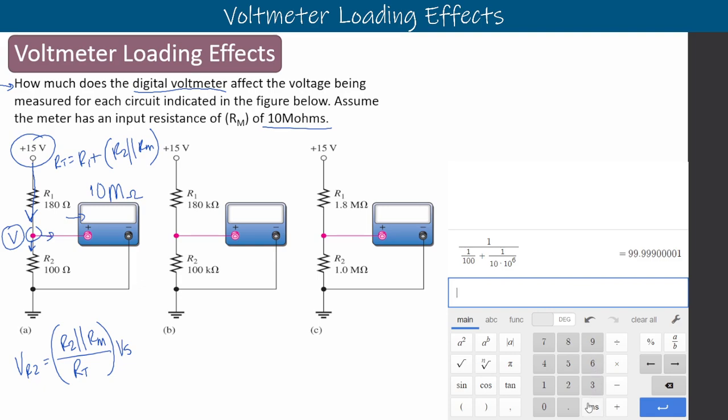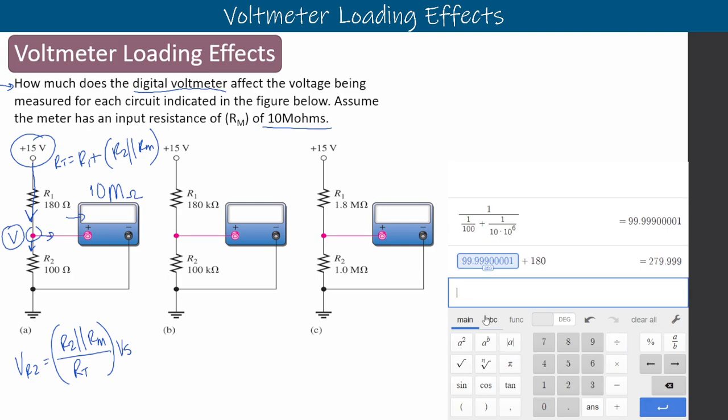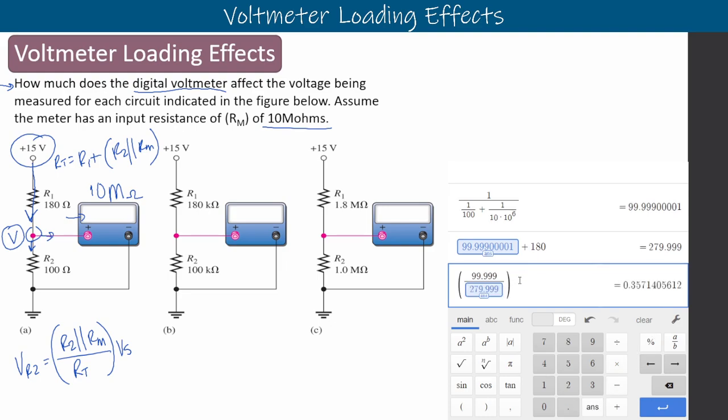So we can take that value and add it to our R1 value. That's going to be our total resistance. We know that that's 180. Plug that in. So now we're given 279.999, or 280 just about. We'll do our voltage drop equation here. We'll say that we have our parallel on top, that's at 99.999, divided by our total resistance. We can put our answer in for that. And we'll close that off and multiply that by our voltage source of 15 volts. So we expect that meter on the first circuit here to read 5.36 volts.